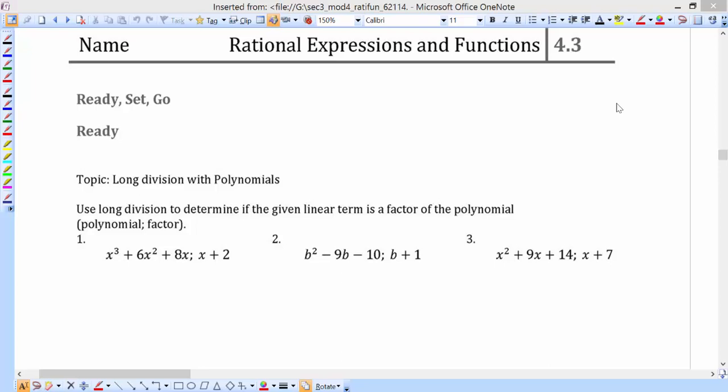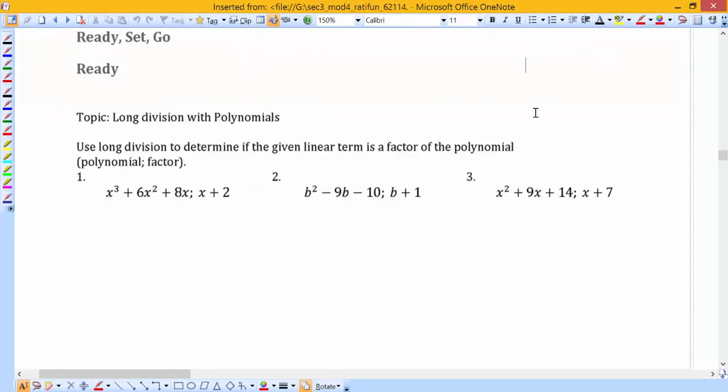All right, 4.3, ready, set, go. In the ready, it's preparing us for what is going to be coming in some of the future sections with the rational functions. So we're going to look back at some of the things that we did with polynomials.